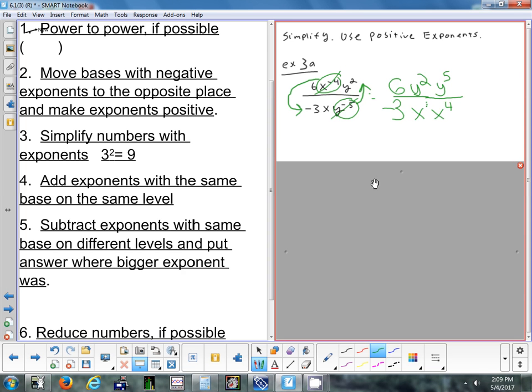What are my 2 whole numbers? 6 and negative 3. They have an exponent, right? What's the exponent for both? Doesn't matter, right? Every number we write to the first power. We just don't write the first power. Right, great. I love step 3. Number 4, add exponents with the same base on the same level. Add exponents with the same base on the same level.